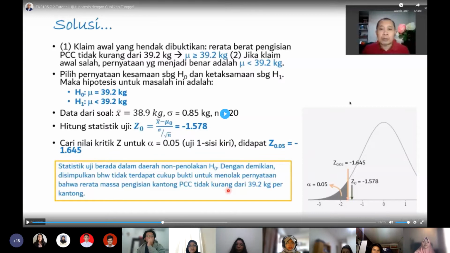Look, see, maybe you want to screenshot this screen because this is very important for this type of example, yeah. But statistically, it is very, very long, and then tidak terdapat cukup bukti untuk menolak pernyataan bahwa rata-rata massa pengisian kantong tidak kurang dari 39,2.